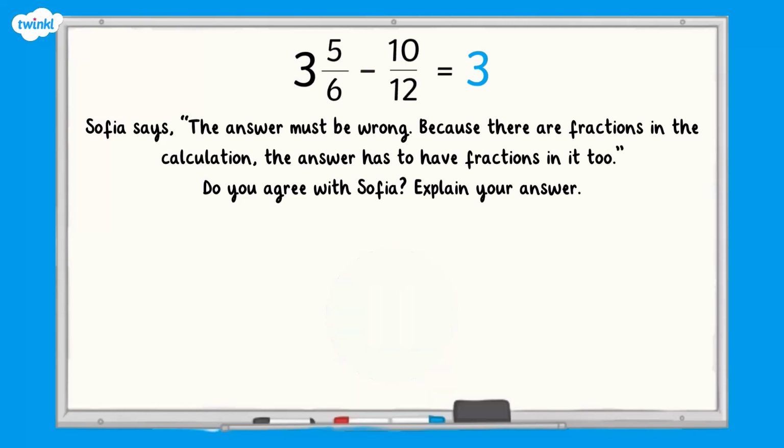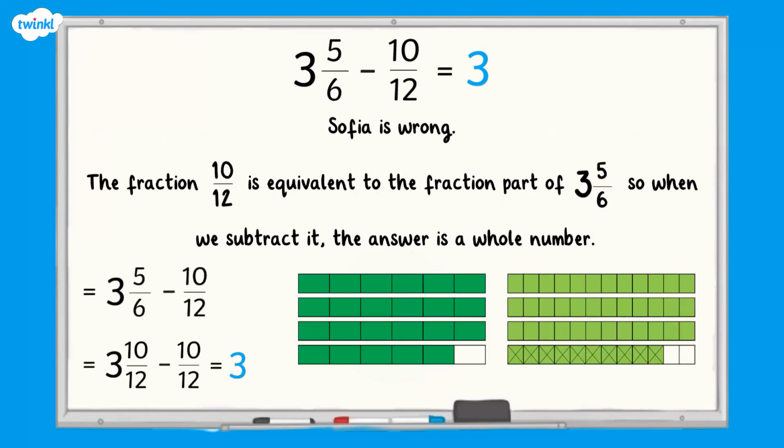How did you get on? Sophia is wrong. If the fraction we are subtracting is equivalent to the fraction part of the mixed number, we will get a whole number answer.